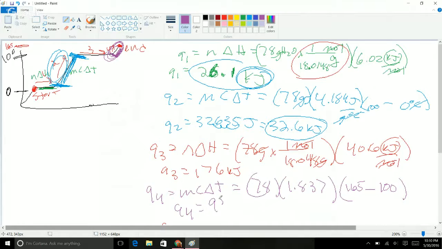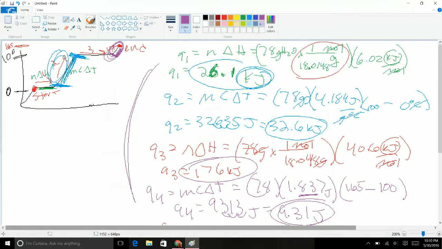It is 9313, and these ones are in joules because this 1.837 is in joules, which means if I move it over 1, 2, 3, I get 9.31 joules. At this point, I'm going to add up all of my parts, and I get my Q total is the addition of all those. So 26.1 plus 32.6 plus 176 plus 9.31. I got 244.